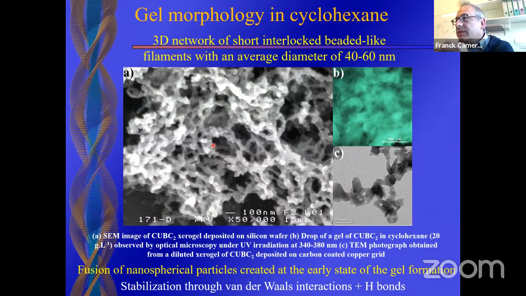So it's not the same aggregation process which takes place here. It's again another aggregation process. So we had here some AFM, TEM, and confocal microscopy images showing these networks. And this network seems to be due to the formation of nanospherical particles at the early stage of the gel formation. And we wanted to see if it was true.